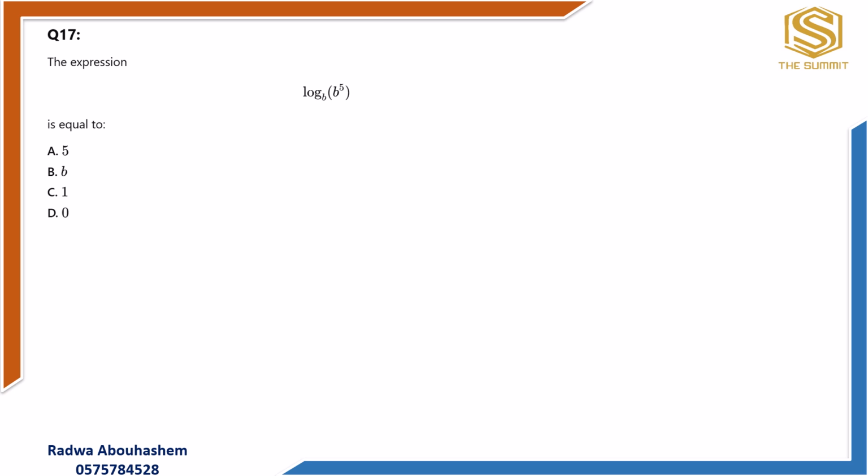Question 17 is the expression log b to the power 5 to the base of b. We agreed if we have a power, we have to drop it. So it's 5 log base b to b. If you have the same base, this means that the answer is 1. So it's 5 times 1 equal to 5.